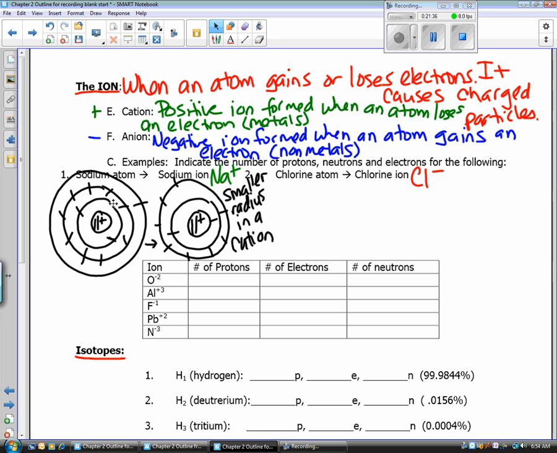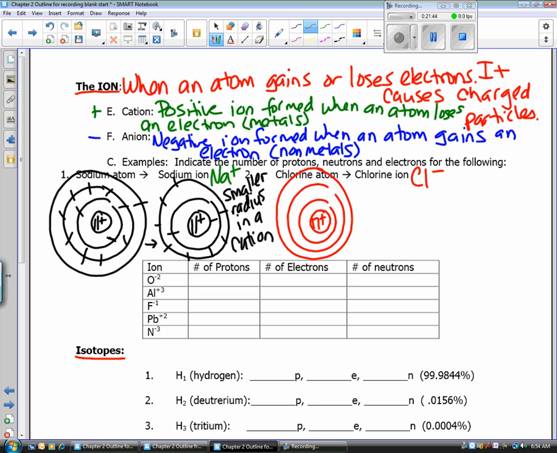Whereas the negative one, you're going to be adding them, right? So we have 17 protons here. We still have the same number of rings. It's got 3 rings because they're in the same level. 2, we have 8 around the second one. And we have 7 around the outside one. So it wants to gain 1 more. When it does, it still has 17 protons. But what happens is it's actually going to get bigger because you're going to have more electrons pulling out, and you don't have as many positives pulling them in.